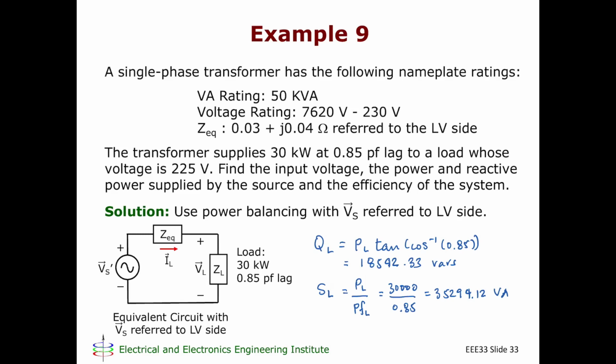From S_L, I can determine I_L. Remember that S_L is equal to I_L times V_L. Therefore, I_L will be S_L over V_L. So that is 35294.12 volt-amperes divided by 225 volts, the load voltage, which is 156.86 amperes. Remember, we're working here with RMS values, not with phasors.